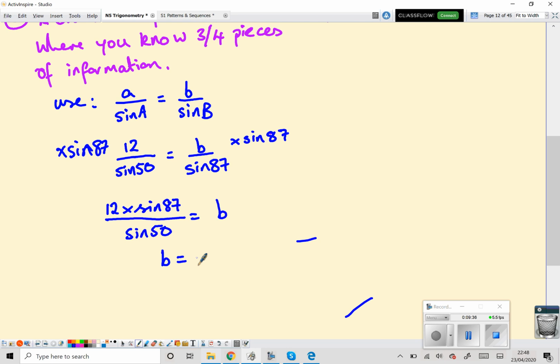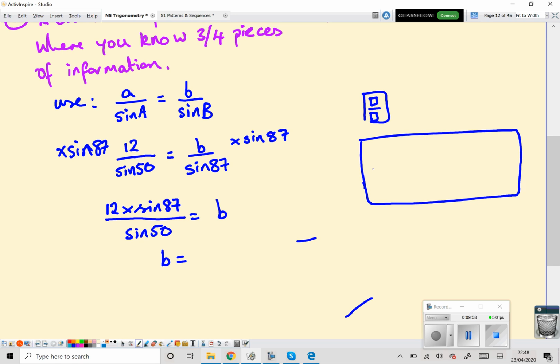Now what we'll do is run this through the calculator. When you put it through the calculator, guys, I'm going to give you a little tip here. Use the fraction button, right? Most of you tend to use Casio calculators and the fraction button looks like that. When you have it on your display, what you might have is on the top of your fraction, 12 times sine of 87, divided by sine of 50.